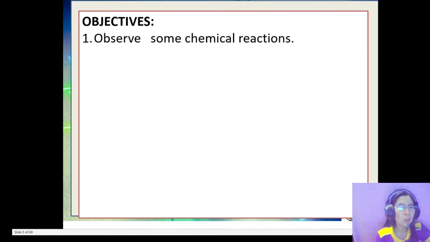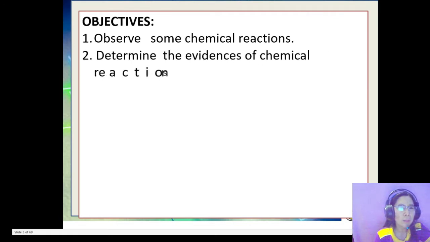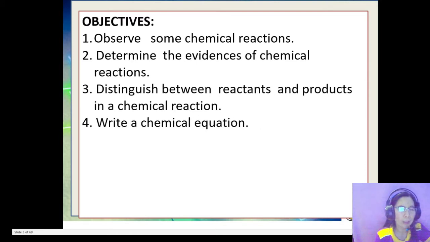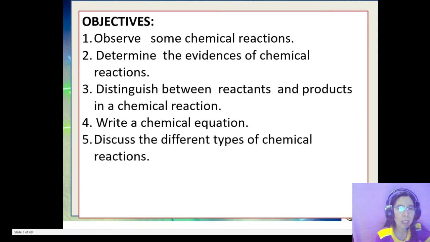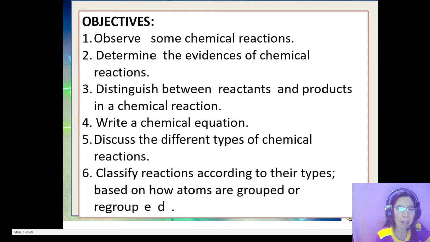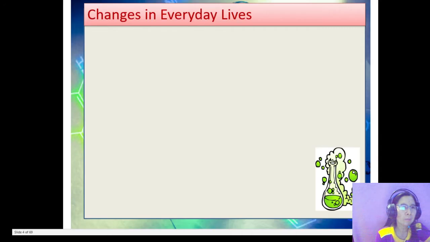Number 1. Observe some chemical reactions. Number 2. Determine the evidences of chemical reactions. Number 3. Distinguish between reactants and products in a chemical reaction. Number 4. Write a chemical equation. Number 5. Discuss the different types of chemical reactions. And number 6. Classify reactions according to their types, based on how atoms are grouped or regrouped.